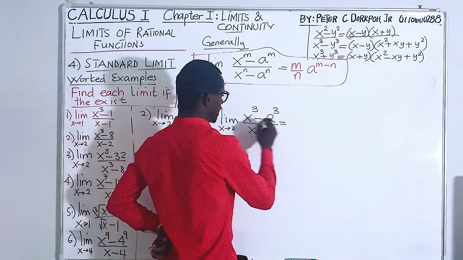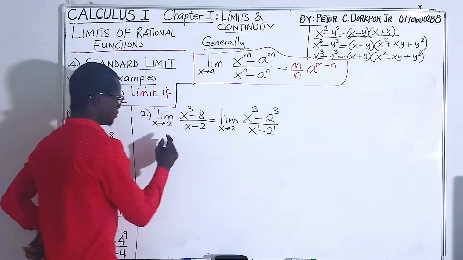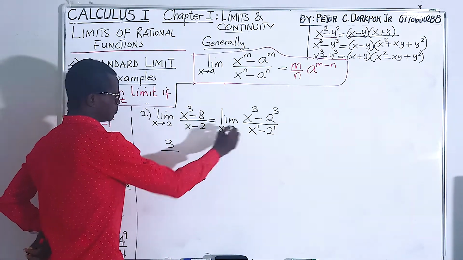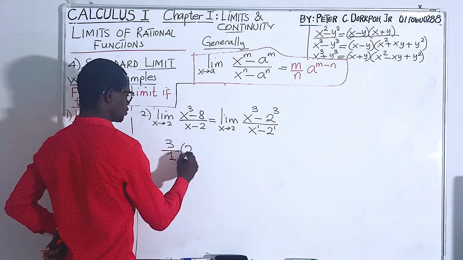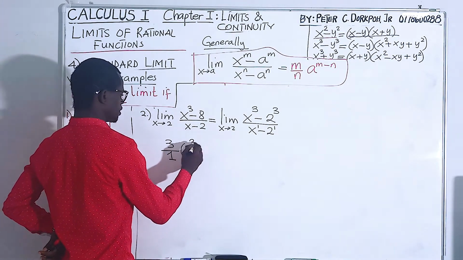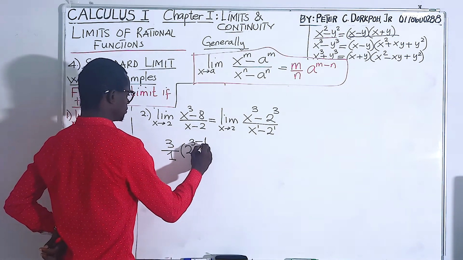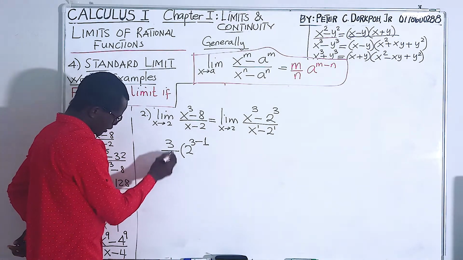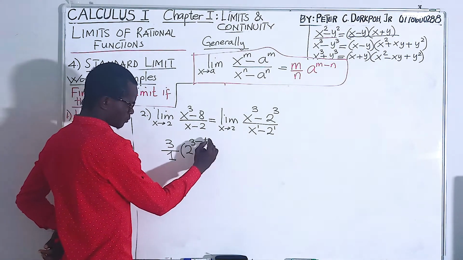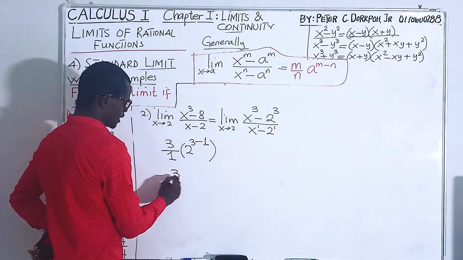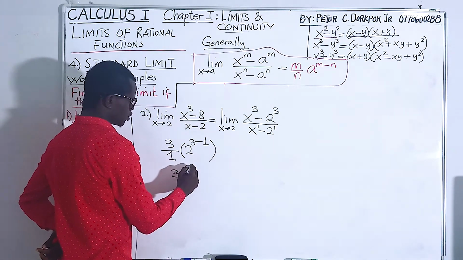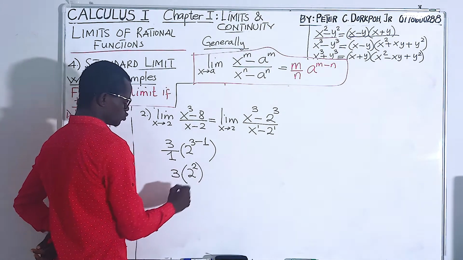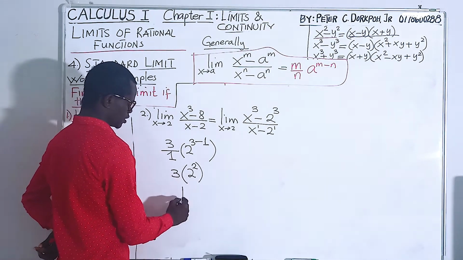Secondly, the powers in the numerator are the same, and the powers in the denominator are also the same. So we can just say now, the power of the numerator, which is 3, divided by the power of the denominator, which is 1, times 2 now, raised to the power of the numerator minus the power of the denominator. So you have 3 times 2. 3 minus 1 is just equal to 2. 2 times 2 is 4. 4 times 3 is 12.